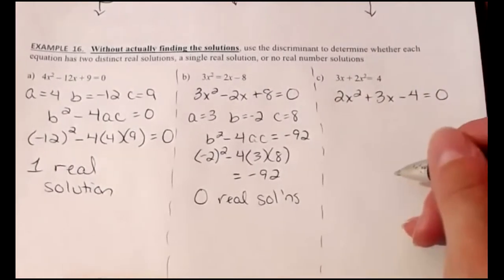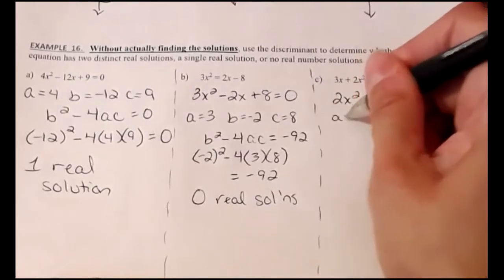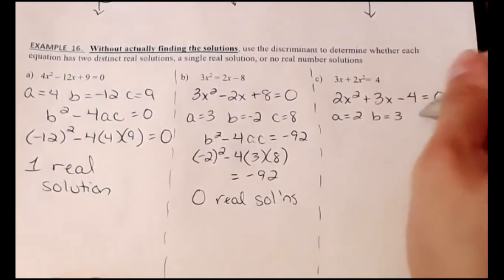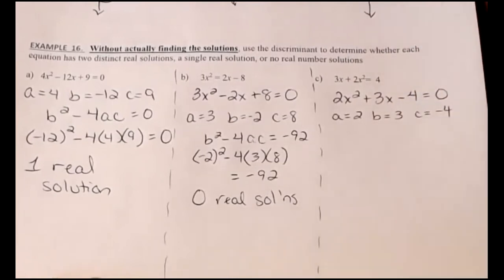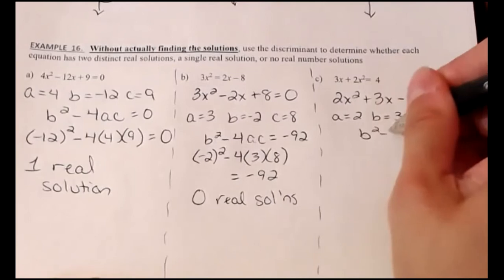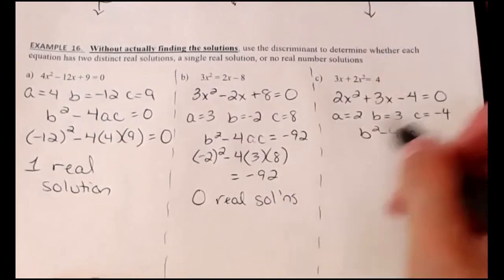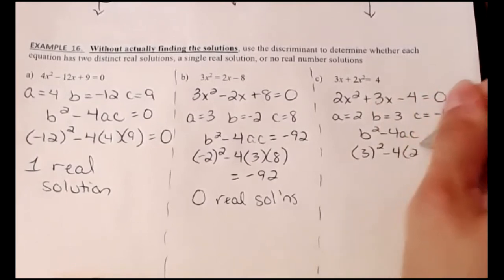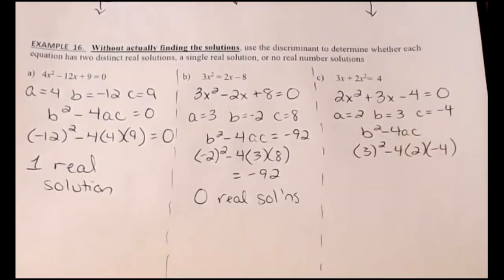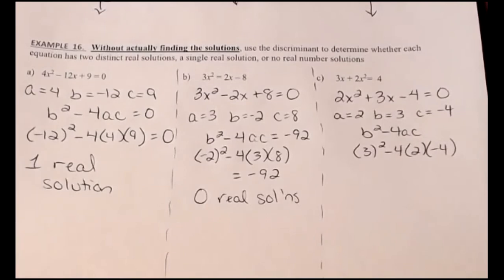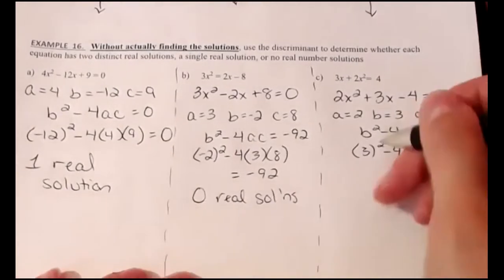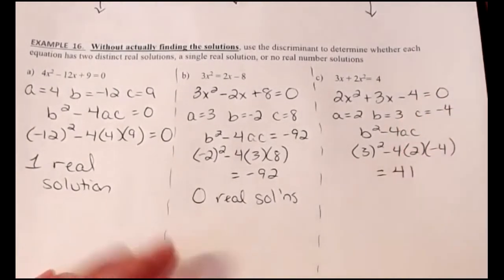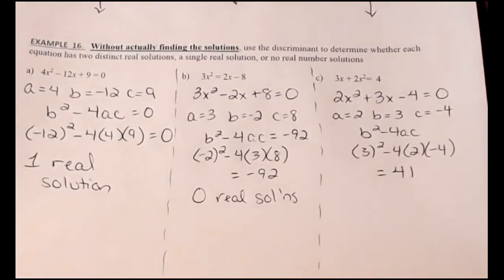Once I have my equation in standard form, we'll write down that a is 2, b is 3, and c is -4. So we'll take b squared minus 4ac. Let's plug these in. 3 squared minus 4 times 2 times -4. Take a moment again, plug this into your calculators if you want, or just do this by hand. It's completely up to you. It doesn't matter. When we do this, we get a 41, a positive 41.